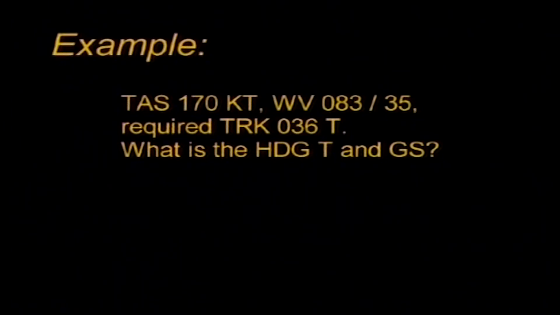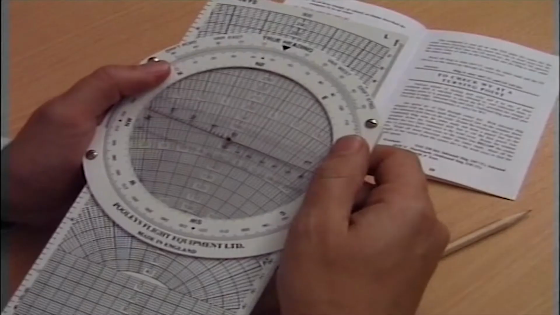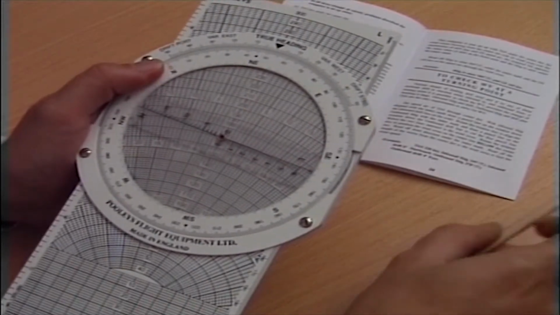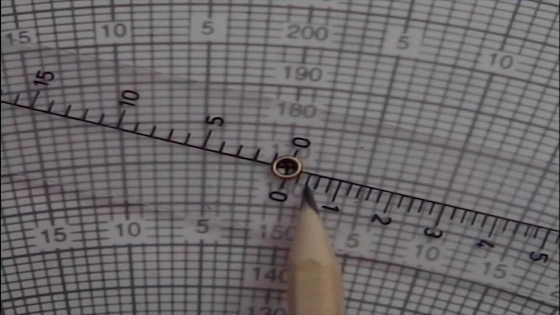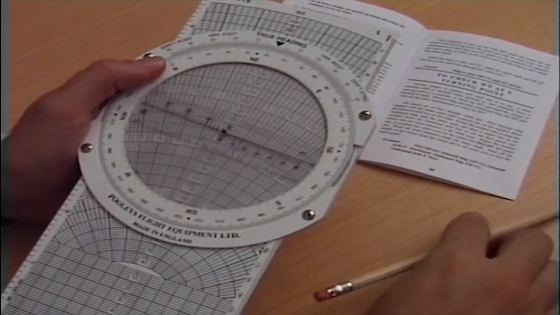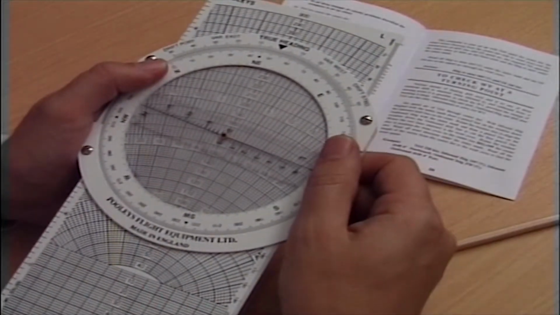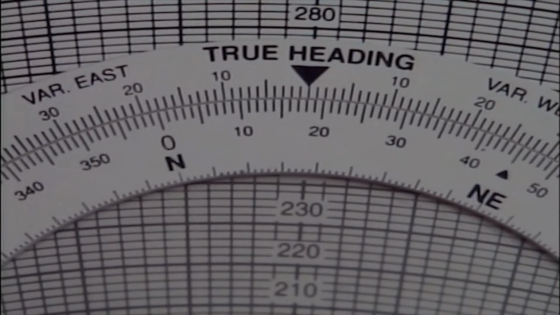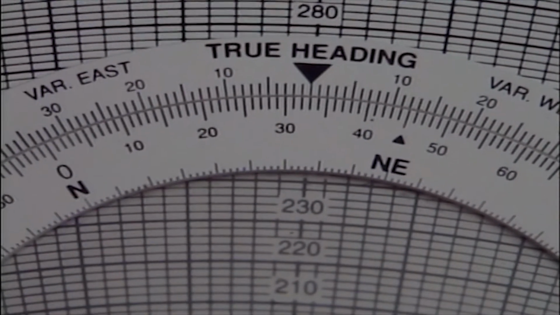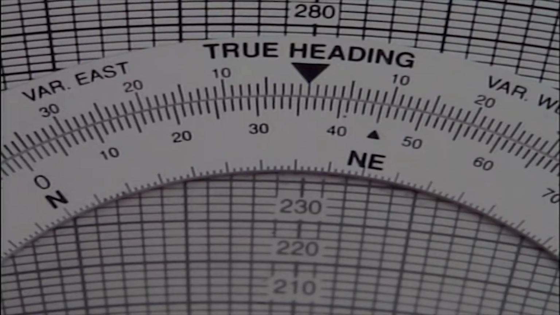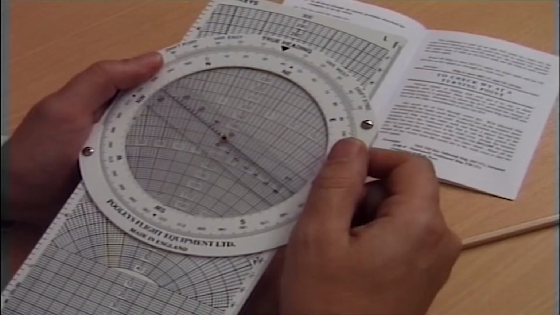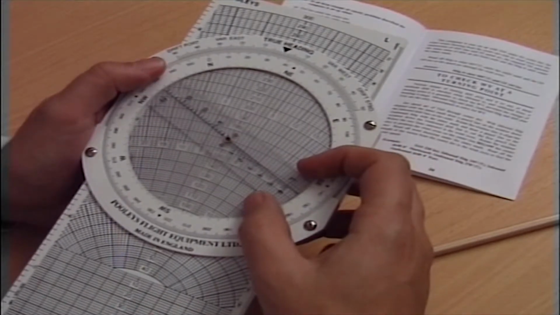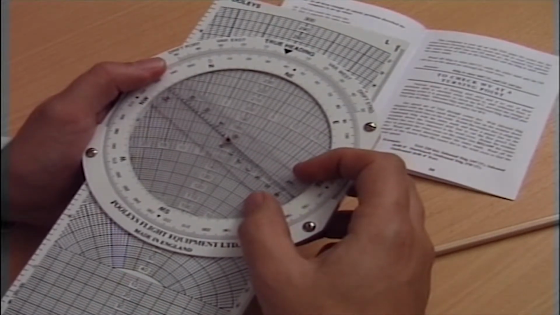This is the practical example that you use in everyday flight. TAS is 170 knots, so use the low speed side. Move the slide so that 170 knots appears underneath the central dot. Rotate the inner scale to a required track of 036. Now put the wind on, which is coming from 083.